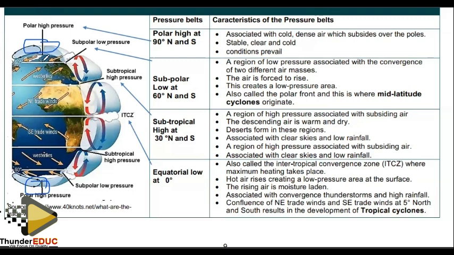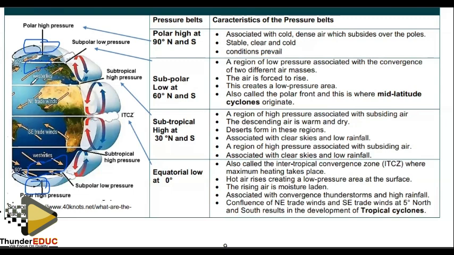Right. Then we go to the subpolar region, which is around 60 degrees to the north and around 60 to the south. In that pressure belt, we have a low pressure. That is typical of a belt which has low pressure. It's called the subpolar low pressure belt. Right.